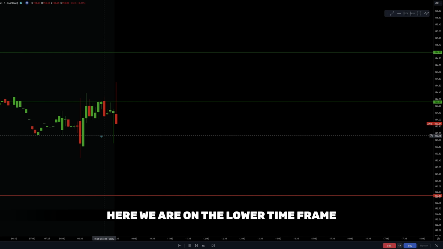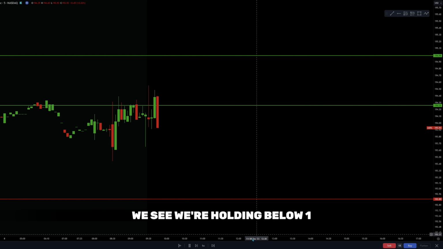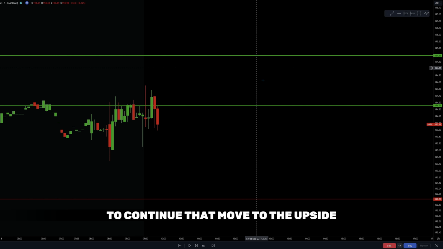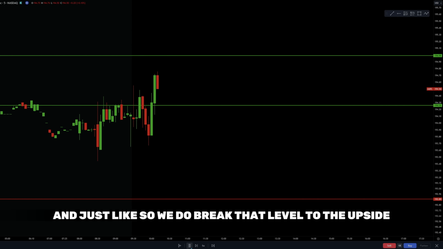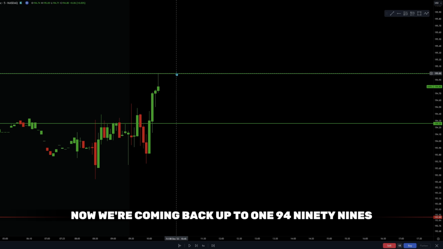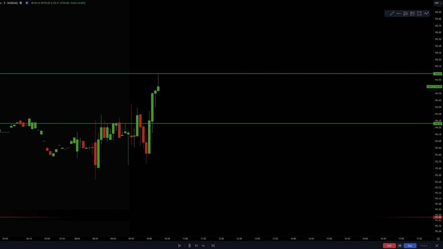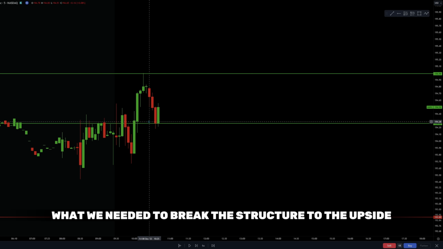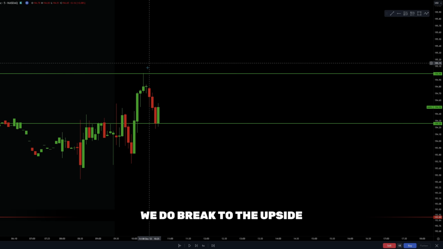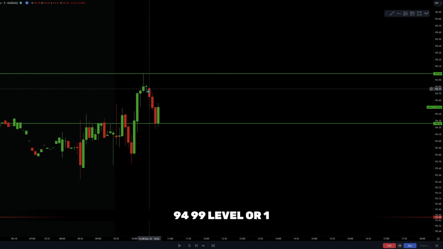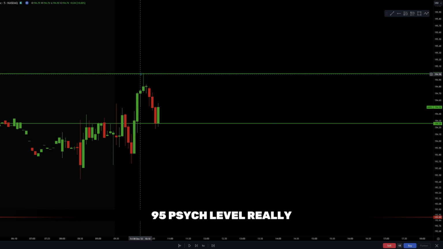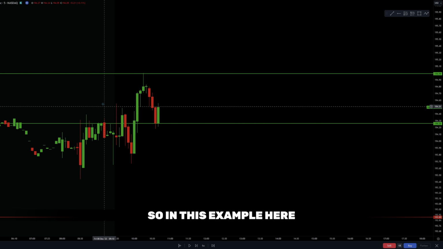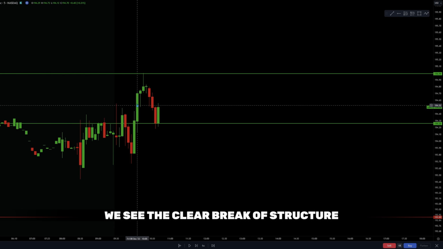Here we are on the lower time frame. In this example here, we see we're holding below 194.25s. This is a level that we do need to break to continue that move to the upside. And just like so, we do break that level to the upside. Now we're coming back up to 194.99s. And as we can see here, what happened? Well, we needed to break the structure to the upside. We do break to the upside. We touch our previous 194.99 level or 195 psych level really, really well. And we come back to retest 194.25s.